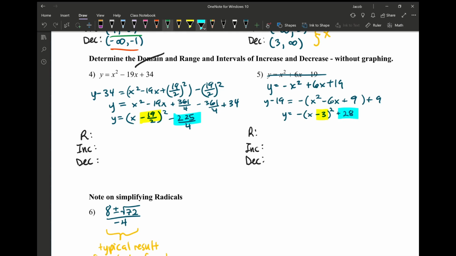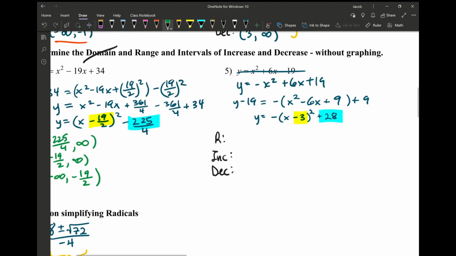So my range for the first one, this quadratic is facing up, the parabola is facing up. So my range is -225 over 4 to infinity, with that number included. The interval of increase is the right side of the parabola, so it's -19 over 2 to infinity, and then it's decreasing from negative infinity to -19 divided by 2.